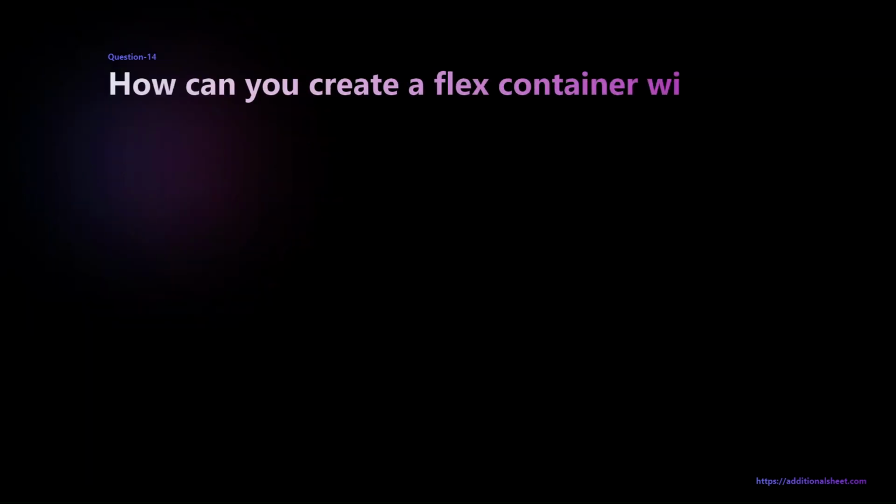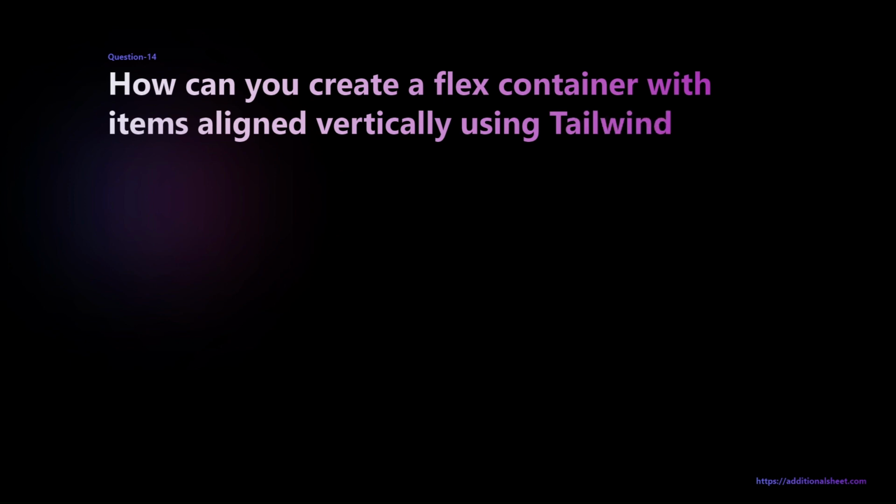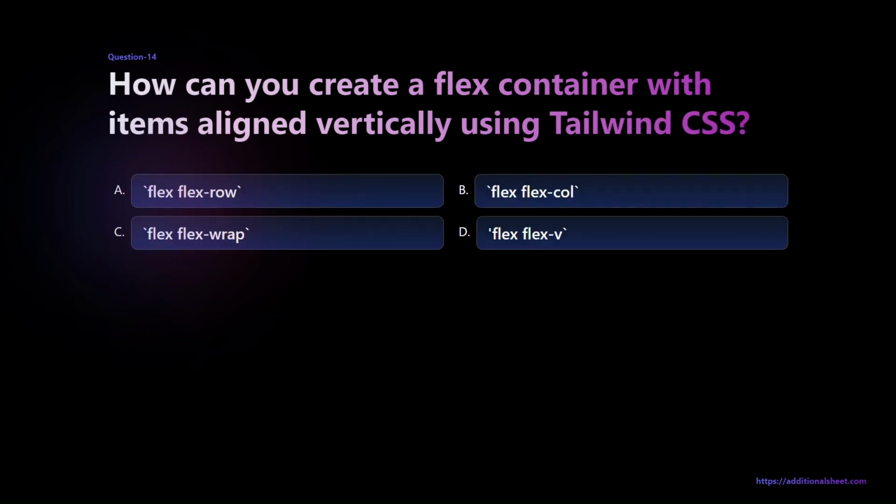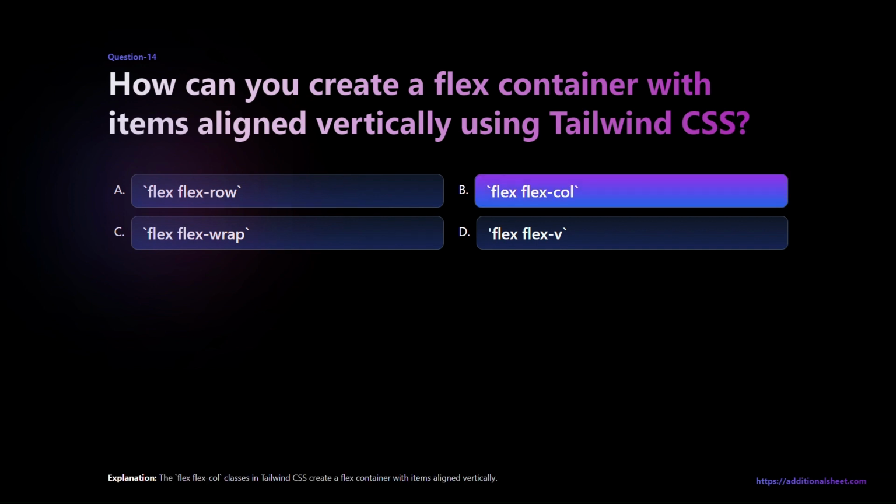How can you create a flex container with items aligned vertically using Tailwind CSS? Option A, flex-row. Option B, flex-col. Option C, flex-wrap. Option D, flex-v. The correct answer is option B, flex-col.